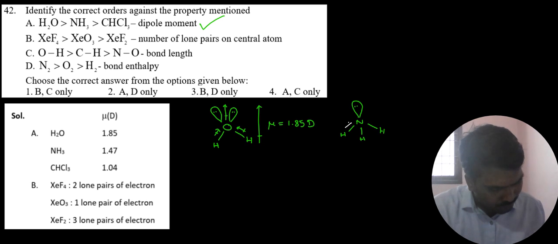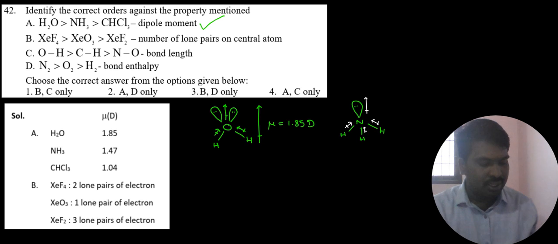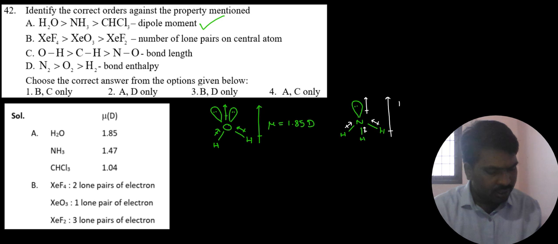Here, nitrogen is more electronegative than hydrogen. Here also the lone pair is working out of the plane. All are working in the same direction. So it also has a greater dipole moment, but obviously it is less than the water molecule, 1.47 D.